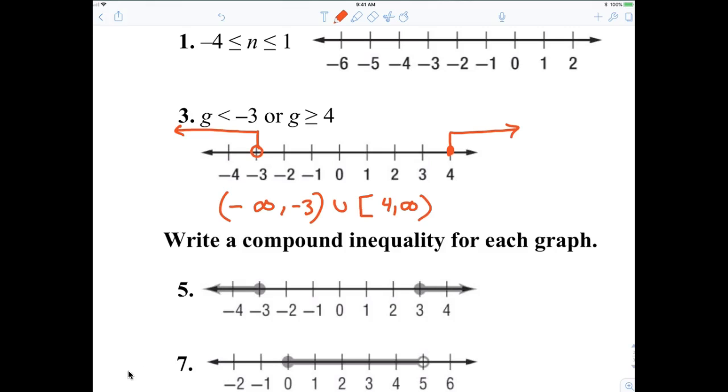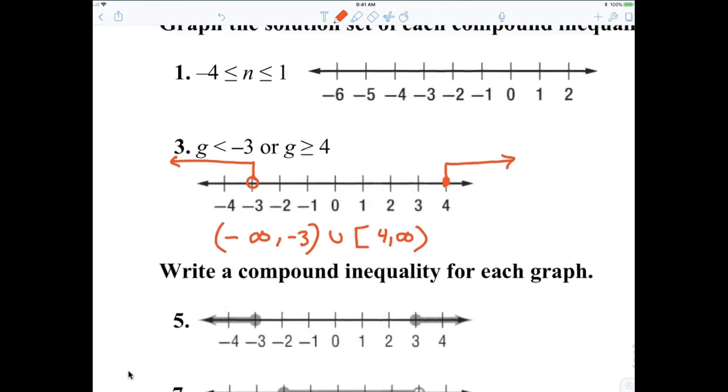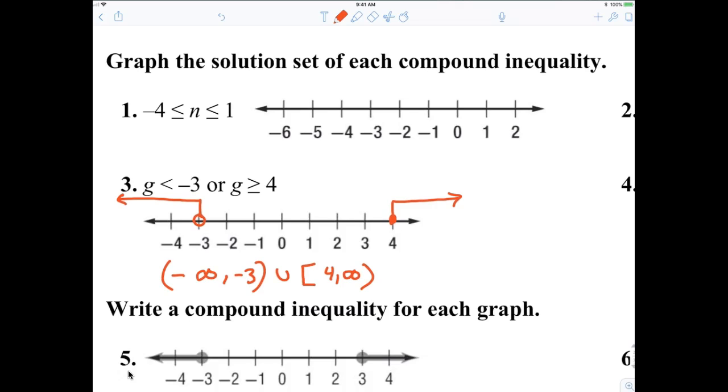Okay, so now we're going to go to number 1. Here's how I want you to think of number 1: n is between 1 and negative 4. That's what that means. We don't say negative 4 is less than or equal to n, less than or equal to 1. I'm trying to make this perfectly clear. We're saying that n is between negative 4 and 1.